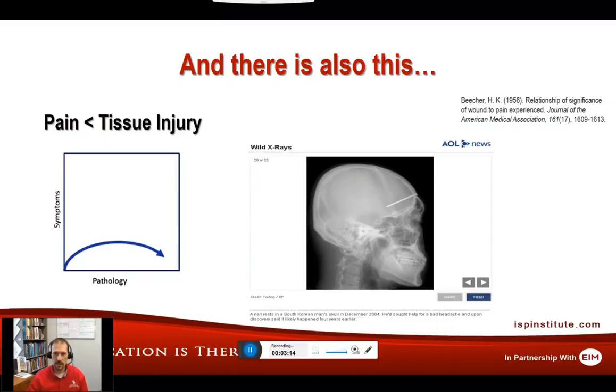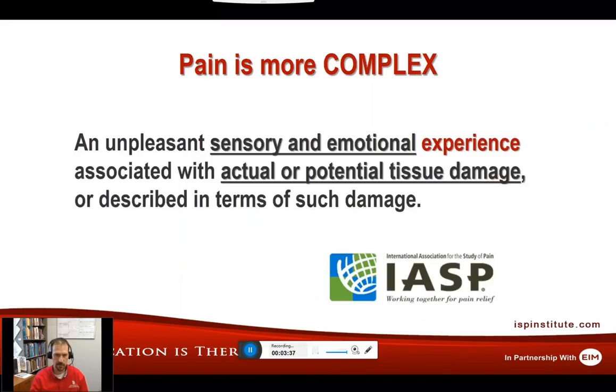And these things have been recorded for a long period of time. Henry Beecher's work during World War II, when many of the soldiers would come off the front lines with all sorts of significant injuries and report little to no pain, and they wouldn't be asking for morphine and all the other pain medication drugs that were available at the time. So significant pathology was found, but little to no symptoms. So we understand pain is much more complex than just pain equaling tissue injury.